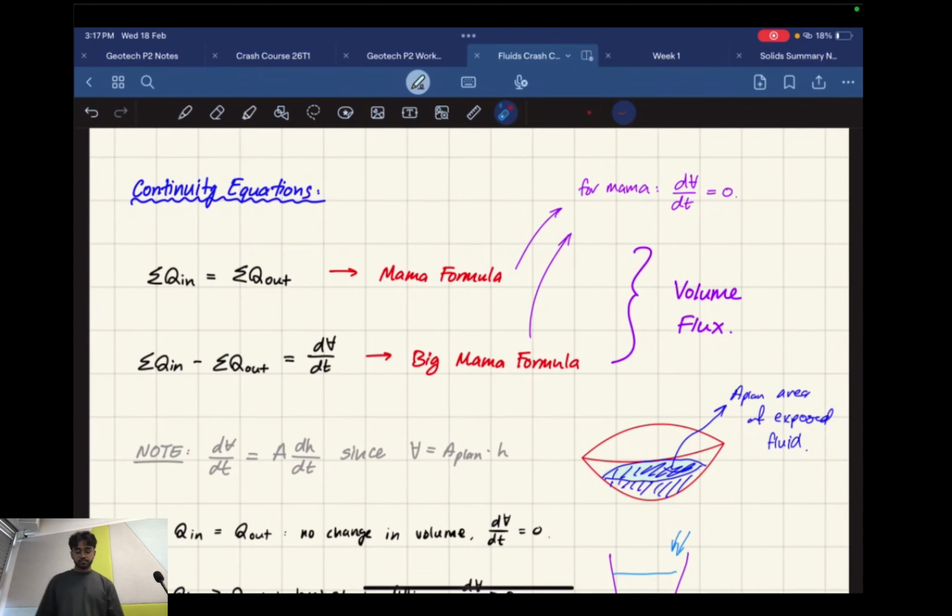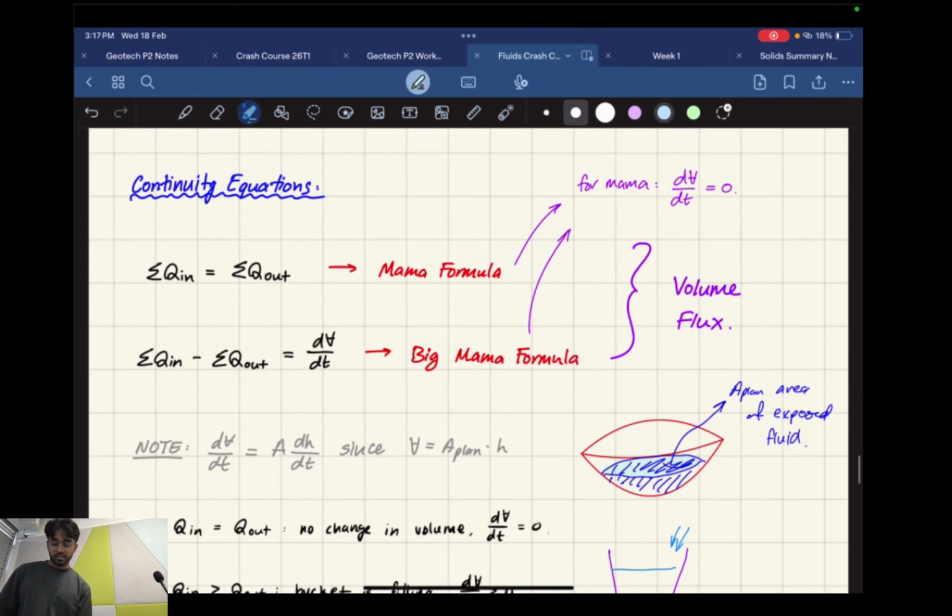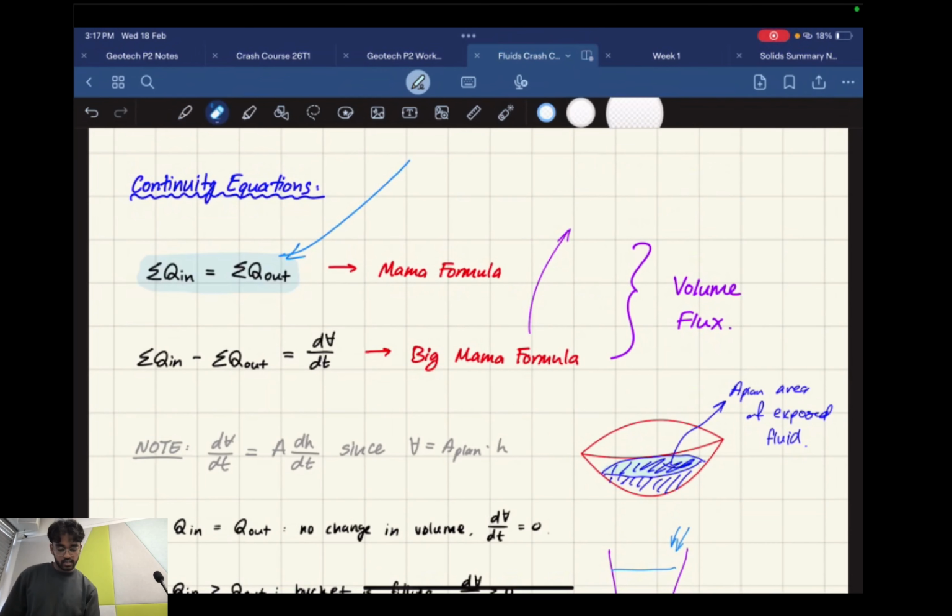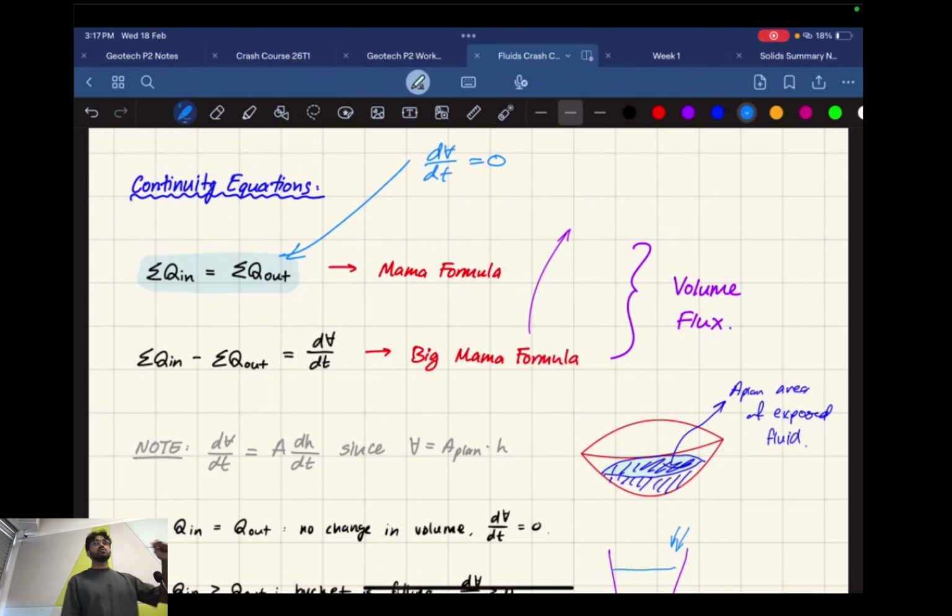So this formula up here, I'll highlight it. This formula is, as I've mentioned over here, for when your dV on dt is equal to 0. That just means your change in volume over time is 0, so your volume doesn't change. If you imagine a bucket, the reason we call it bucket hydraulics is because it's a really good way of visualizing what's going on.